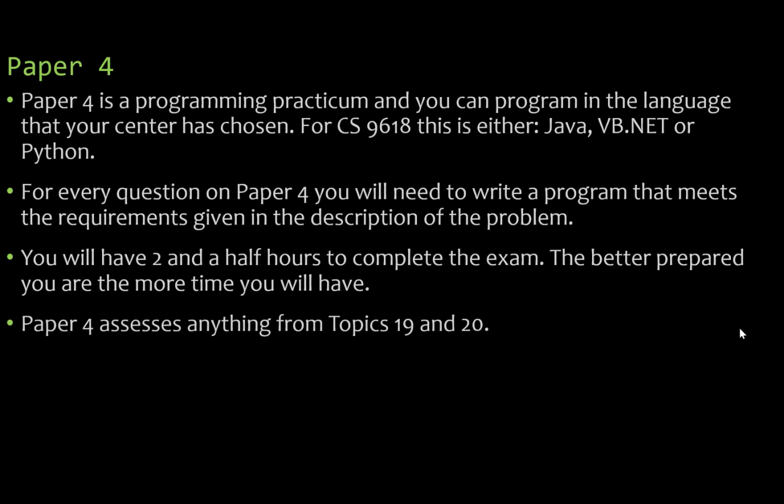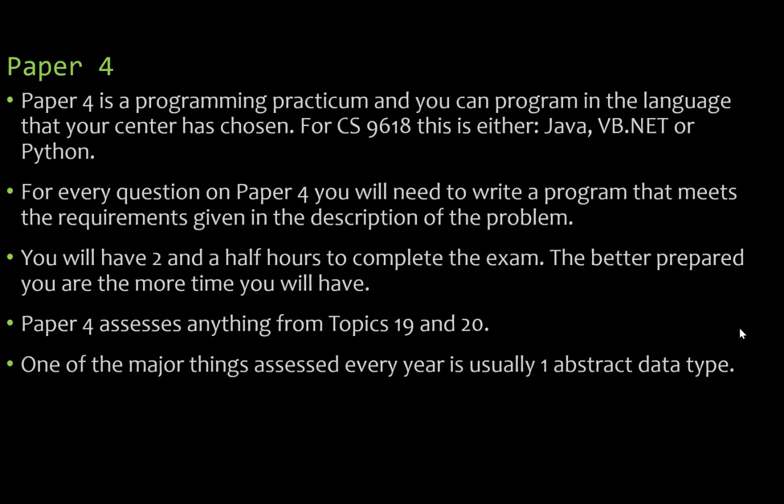Paper 4 assesses anything from topics 19 and 20. One of the major things assessed every year is usually one abstract data type, and that can make up the majority of the exam. Because you don't know what abstract data type you're going to be asked, you need to know all of them.